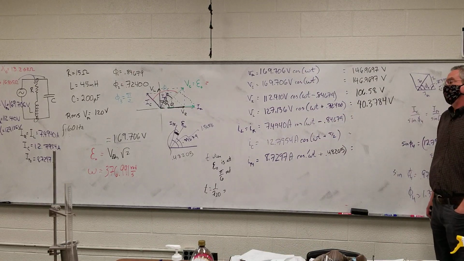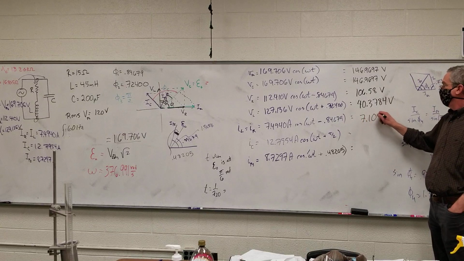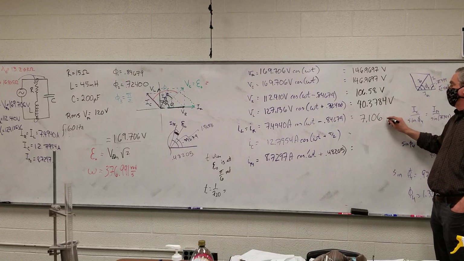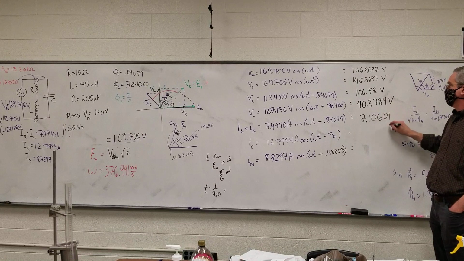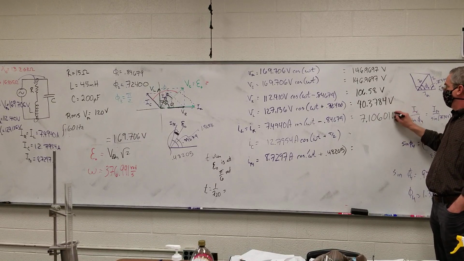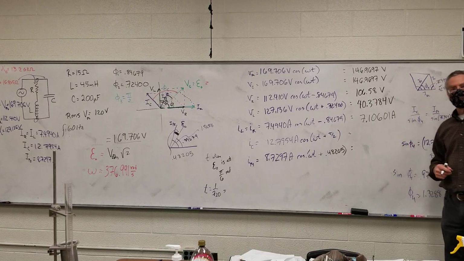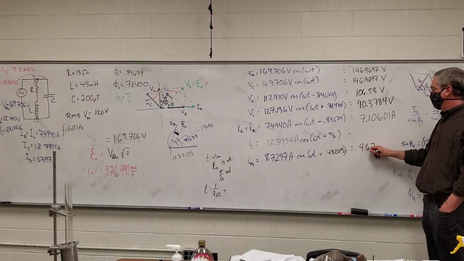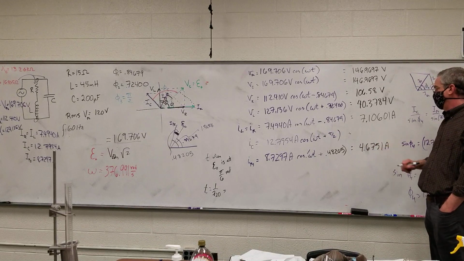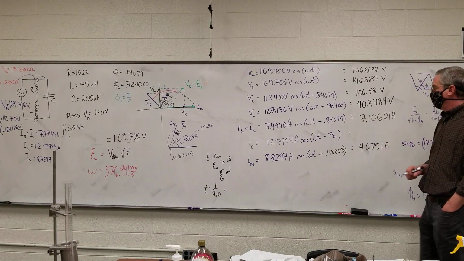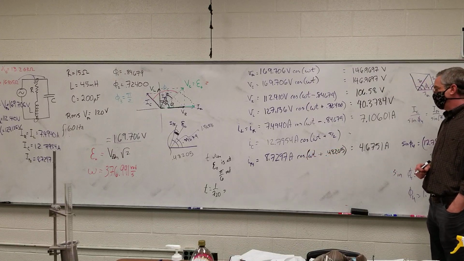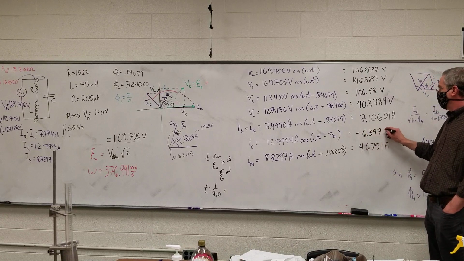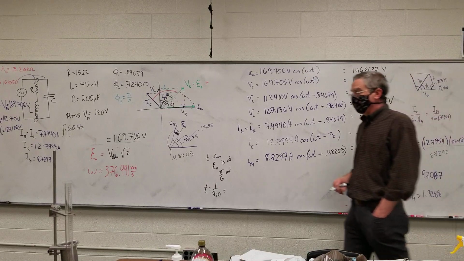Currents. 7.106 amps. Give me one more decimal. 0.106. I apologize, I didn't realize you had already given me the 0. For the power supply, 4.6751. And IC, negative 6.3977. All right, so let's do that check.